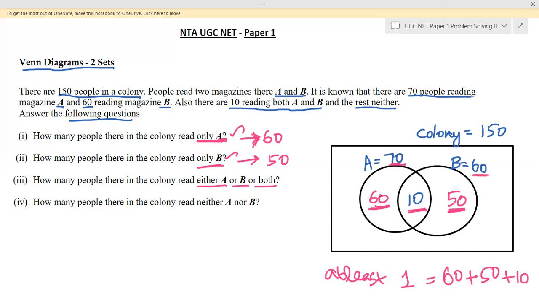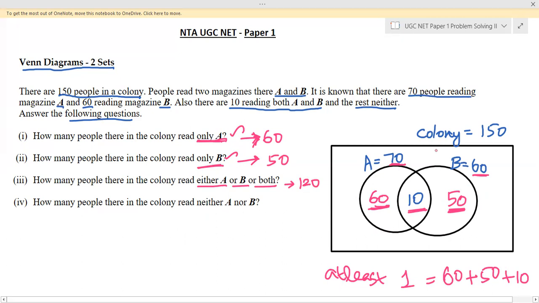So without leaving any one of them here, 60 plus 50 plus 10 would give you the answer to be 120. Is it or not? So that's going to be the answer for the third question, 120. If you ask how many people are reading A or B or both, to be clear, there are 60 plus 50 plus 10 people who are reading either A or B or both. That's the answer. So that gives us 120.